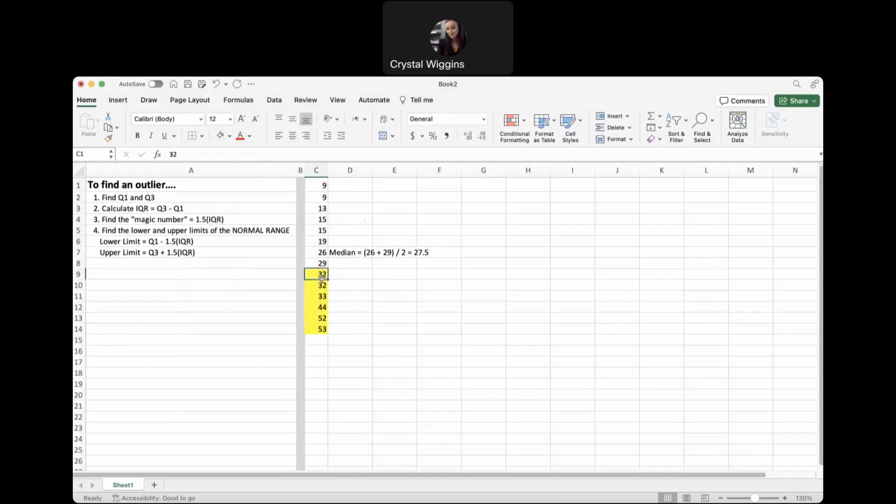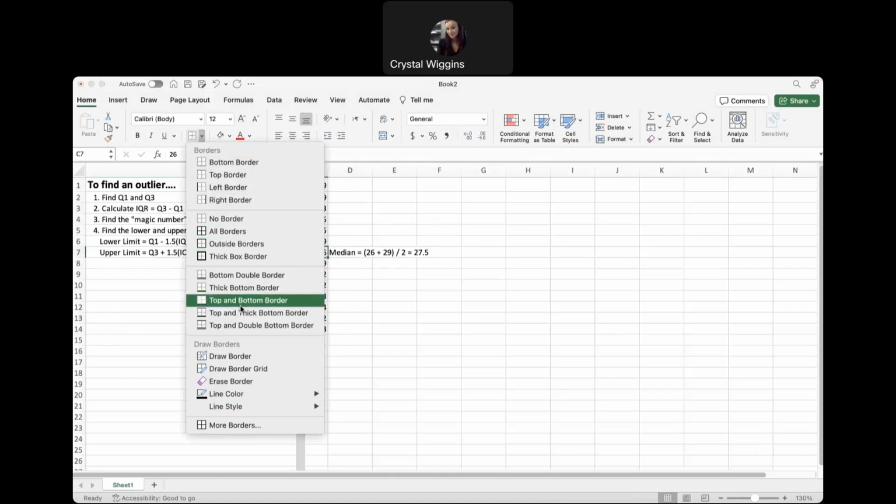If this was an odd data set and the middle value was the median number, you would exclude that number when calculating Q1 and Q3. I will do an example of that quickly after we finish this one. So we have now determined our middle is between 26 and 29.